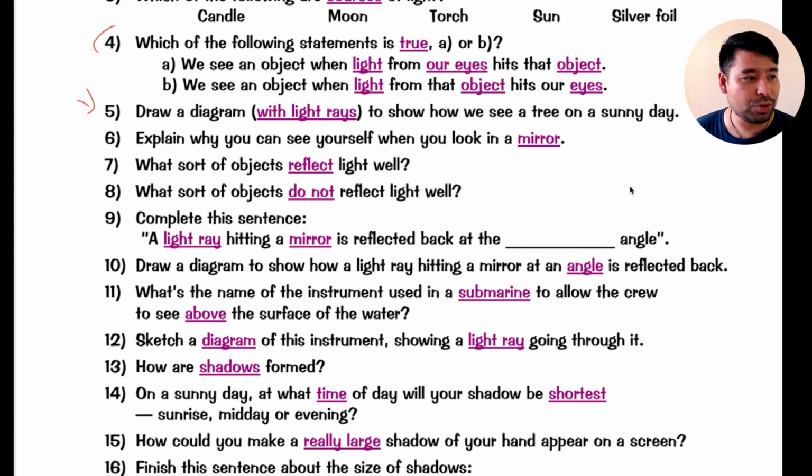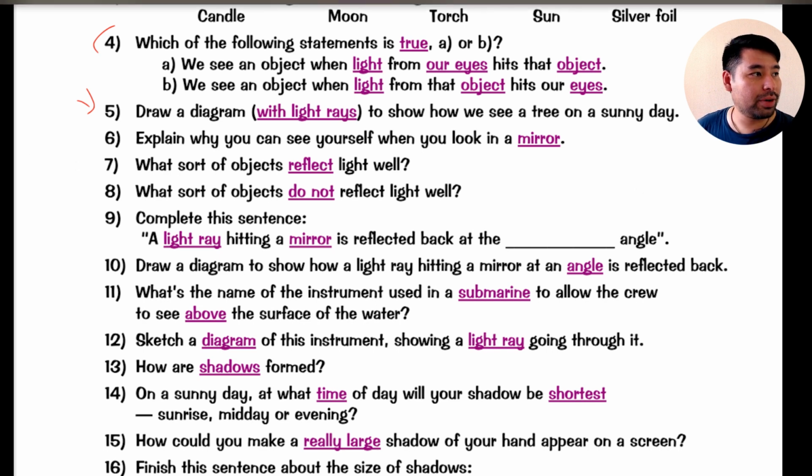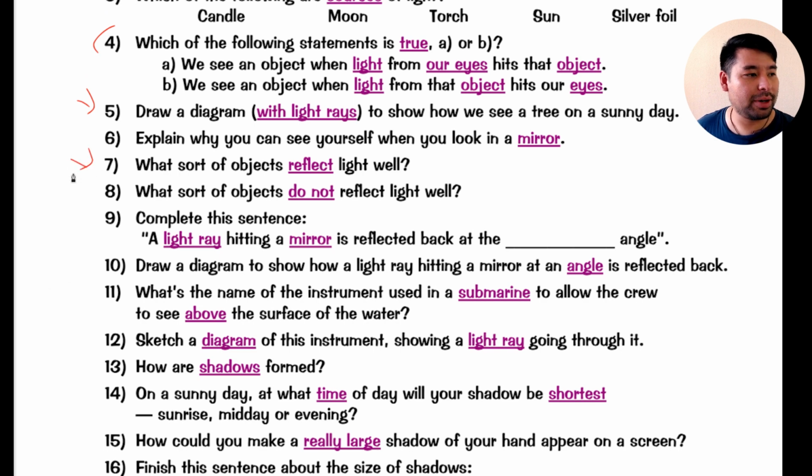Number 7, what sort of objects reflect light well? What sort, what kind, what type of object? This is what we are seeing here on number 7. Number 8, what sort of objects do not reflect light well? Which ones are not so good at reflecting light?